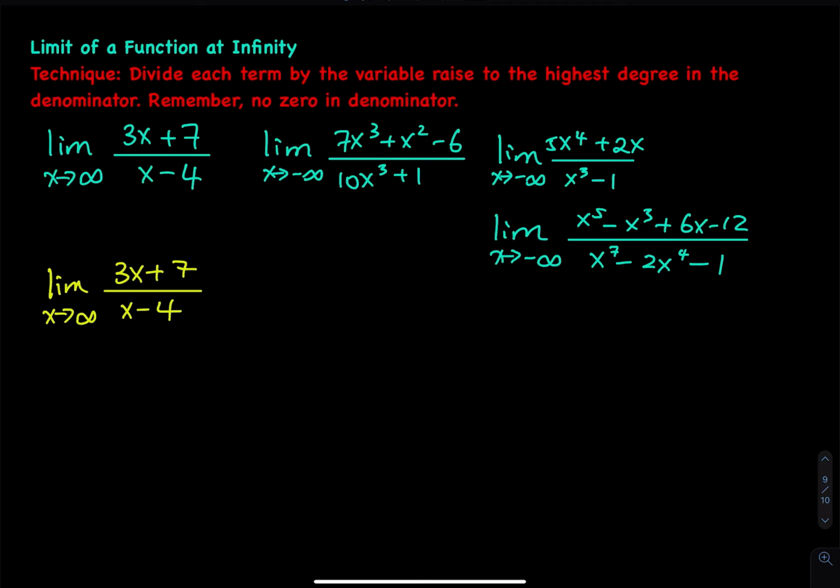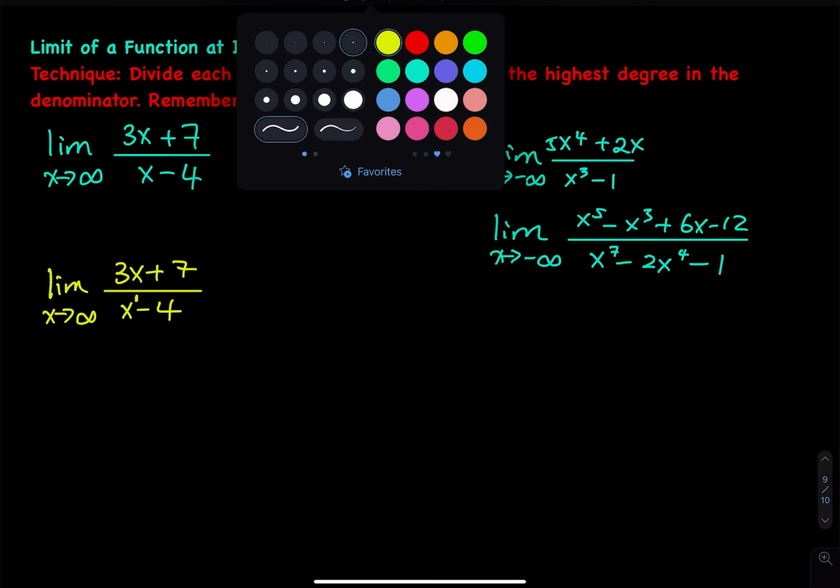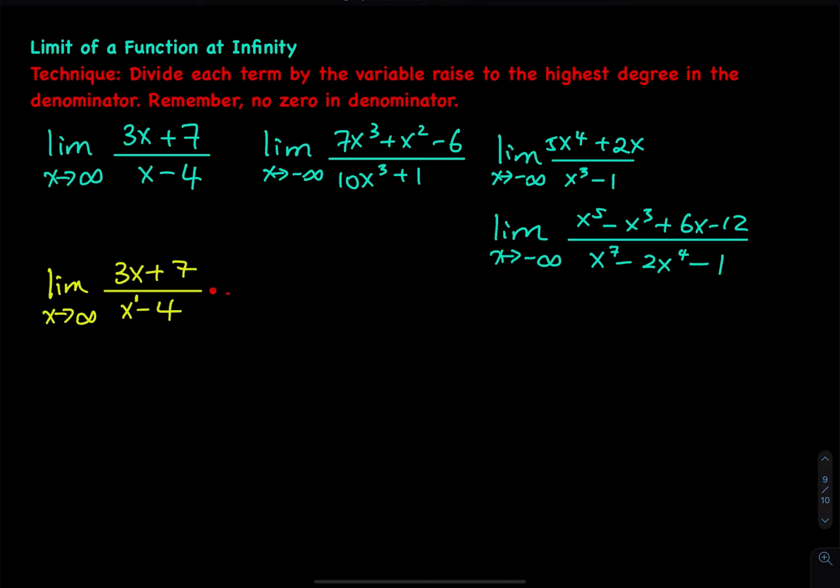Each of these is a limit as x goes to infinity. The technique in finding this limit is to find the highest degree, the exponent, in the denominator. For example, the first function is 3x plus 7 divided by x minus 4. The highest degree in the denominator is 1, right? So the technique is to divide the top and bottom by 1 over x.